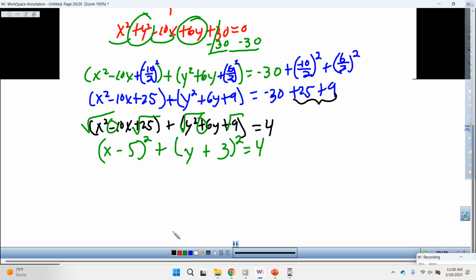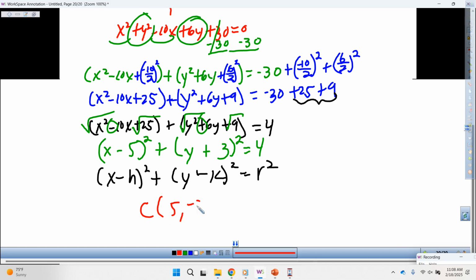So, is that in standard form? Yes, Mr. Q. Let's see. x minus h squared plus y minus k squared equals r squared. That means that my center is at 5, negative 3. And the radius is, so I take the square root of 4, that is 2. Graph.